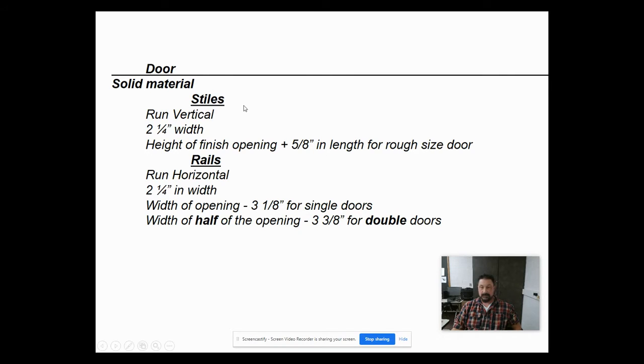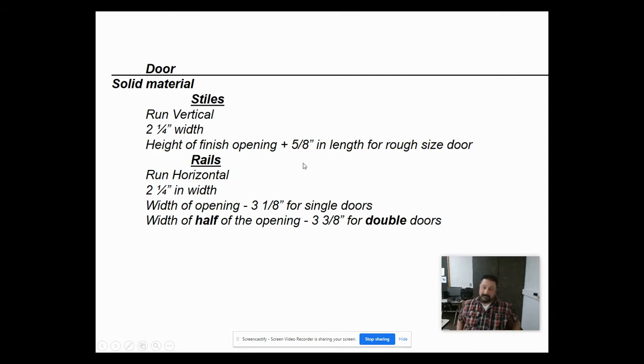The stiles run vertical, just like in your face frame, so do the ones with the doors. For our purposes, what we're going to do, and many cabinet makers will do, is a variant of sizes for your door stiles and rails. We're going to go with 2 1/4 in width, and that's going to be a standard throughout our process.